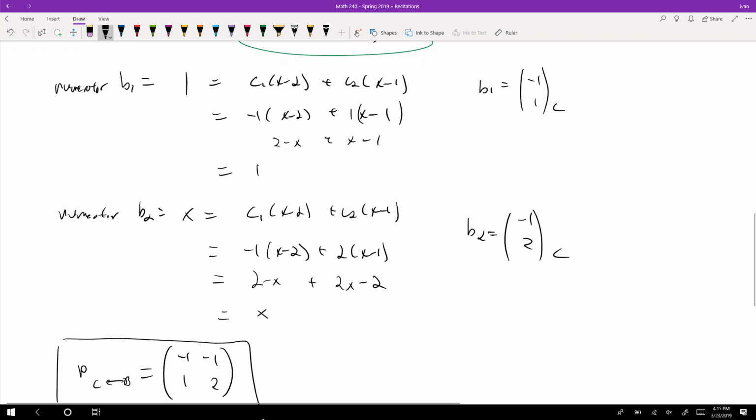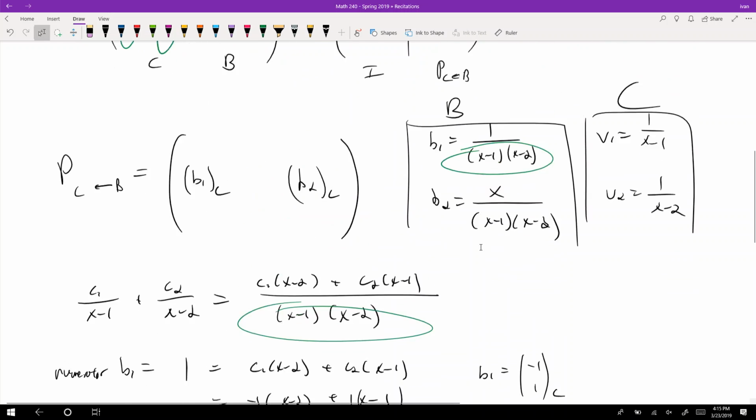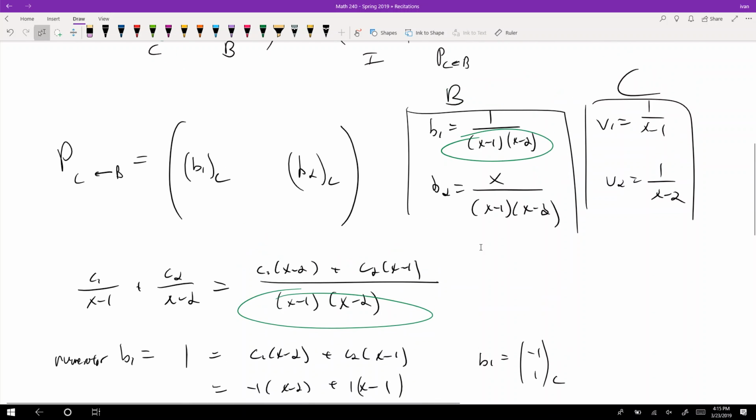Yeah. When you had c1 over x minus 1 plus c2 over x minus 2, where did that come from? Yeah, so this is a linear combination of the C basis. So did you just take c1 and c2 and multiply it? Yeah, by the basis elements of C up there. That's because we want to write the B vectors as a linear combination of the C vectors, right? Because that's how we get the coordinates in C.